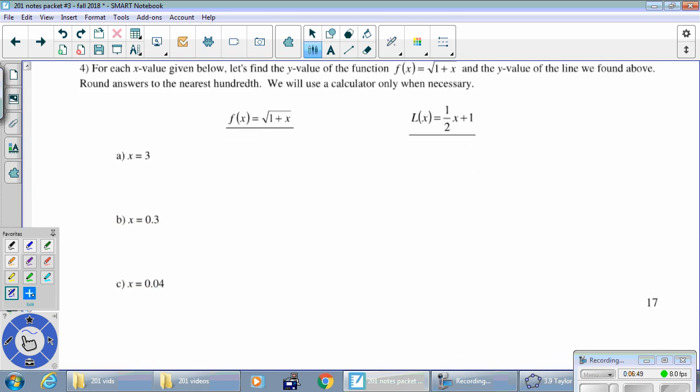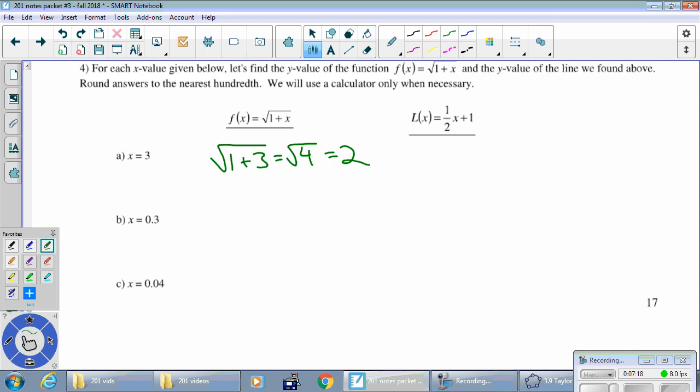Okay, for each x value given below, let's find the y value of the function f of x equals square root of 1 plus x and the y value of the line we found above. So that's, again, given by that equation. We'll round our answers to the nearest hundredth and use the calculator only when necessary. So for the first one, let's just do the first column, actually. Square root of 1 plus x when x is 3. So that's really the square root of 1 plus 3, which is the square root of 4, which is 2.